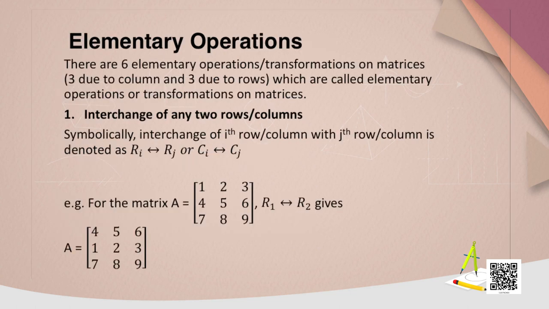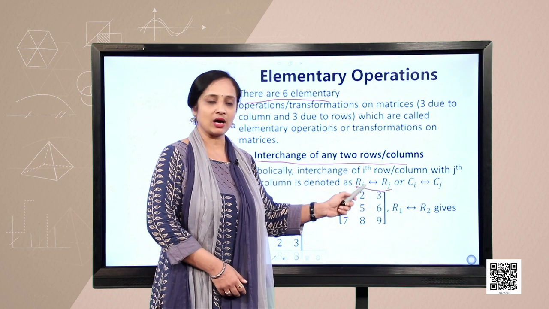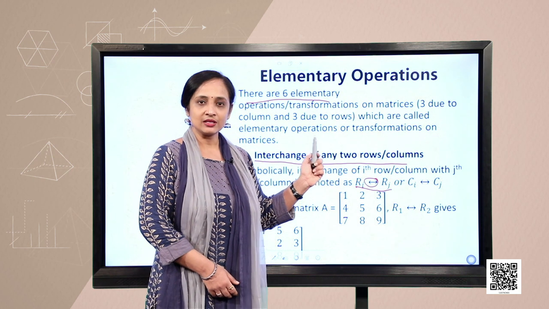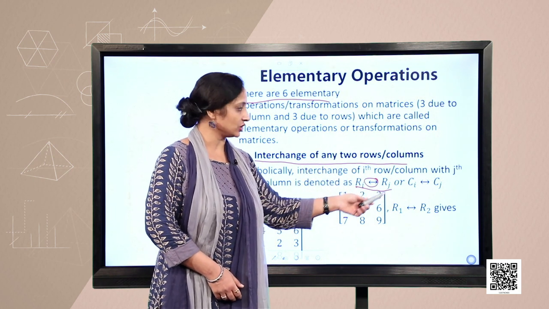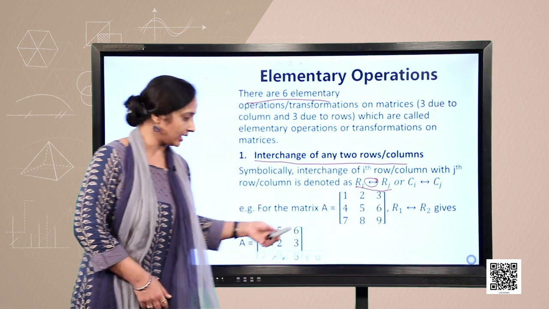Elementary operations are, basically there are 6 elementary operations. 3 arise due to rows and 3 are due to columns. So first is interchange of any two rows or columns. This is denoted by Ri changes to Rj. You can check this notation, basically a double headed arrow. So this says that Ri and Rj are going to be interchanged. Similarly, columns i and j are also going to be interchanged.